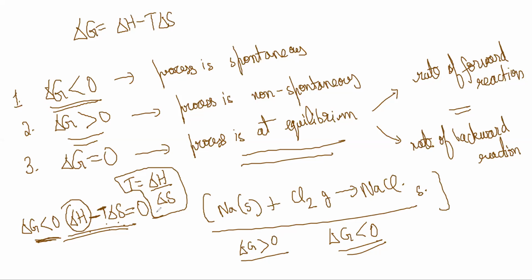Are you understanding what is happening? So basically, the way to decide whether something will happen on its own or not involves enthalpy, entropy, and temperature, right? Just enthalpy is not sufficient. Just entropy is also not sufficient to say whether something will happen or not.